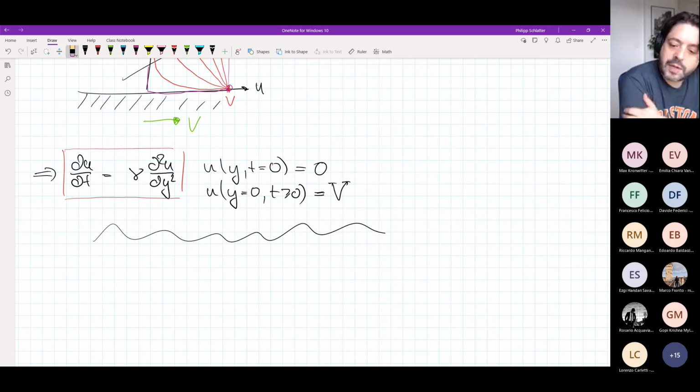So that means we need to specify initial and boundary conditions. Initial conditions, of course, are that the velocity is 0 at time 0, and the boundary condition is that the lower wall moves at a certain speed, v. So this is as far as we came last time. So now we need to start to find solutions to that.